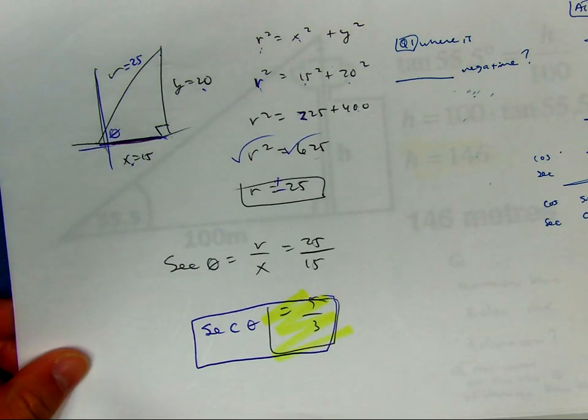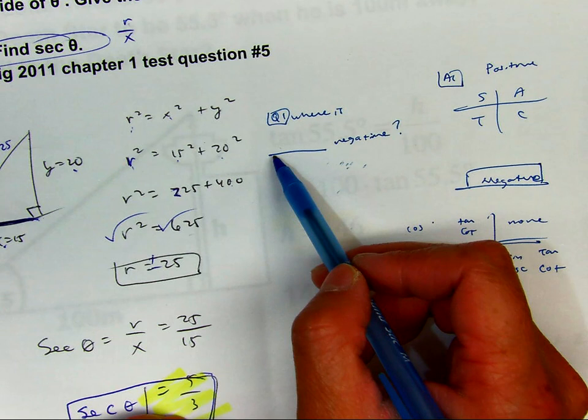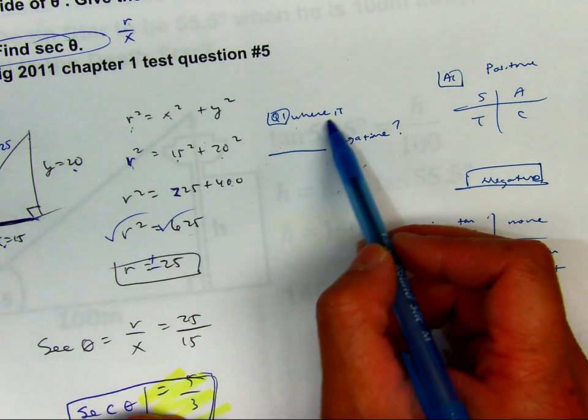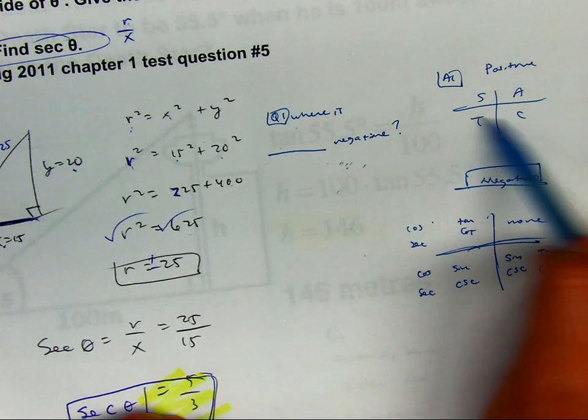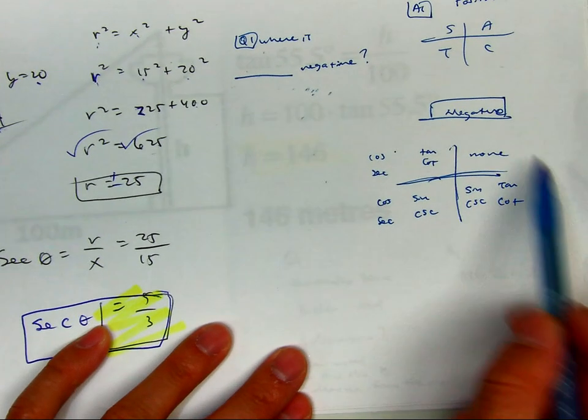Some questions I may have asked you. Where is a trig function negative, such as where is cosine negative? And then you can just use your All Students Take Calculus. And then this is where they're negative. Just list them all out.